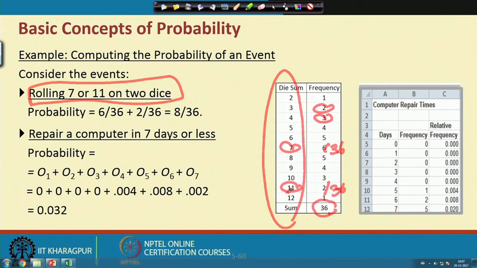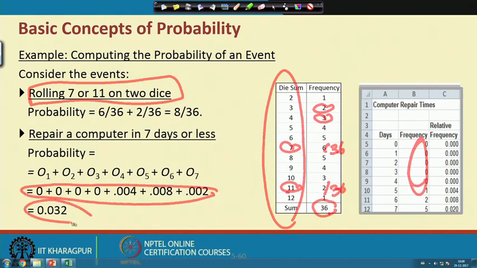Repair a computer in 7 days or less. 7 days or less means up to first, second, third, 4, 5, 6 and 7. So now, corresponding to the particular frequency, you have to calculate. These are all relative frequencies up to 7 days, right. So, 1 2 3 4 5 6 7, then the corresponding probabilities are here. You just add up all these possible cases, then you will find the total probability.